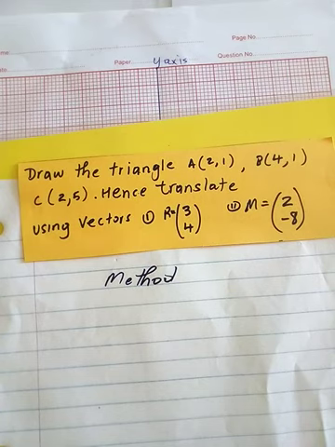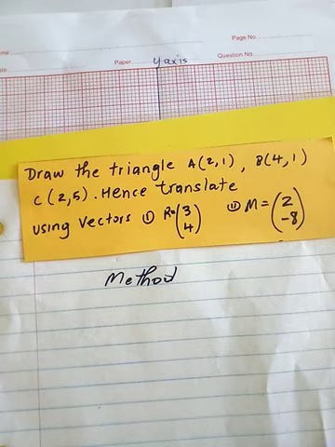Okay, let's look at an example. Draw the triangle with points A (2, 1), B (4, 1), C (2, 5). Hence translate using vectors r equals (3, 4) and m equals (2, -8). So we're going to focus on just one of them. All right. So first of all, it said draw the triangle.